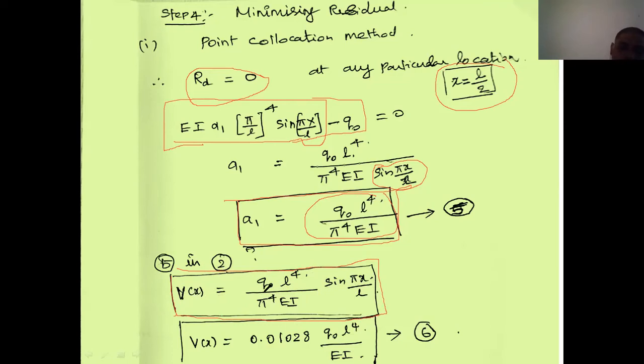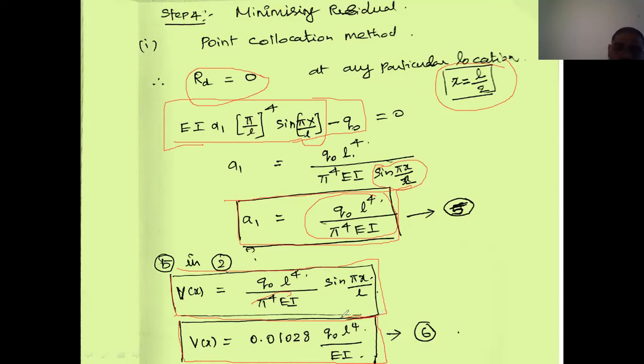So v of x is equal to q naught into L power 4 divided by pi power 4 EI into sine pi x by L. So this is the solution for the problem. And in turn, if you reduce the term 1 divided by pi power 4, you will be getting 0.0129 into q naught into L power 4 divided by EI. Okay. Just remember this answer.